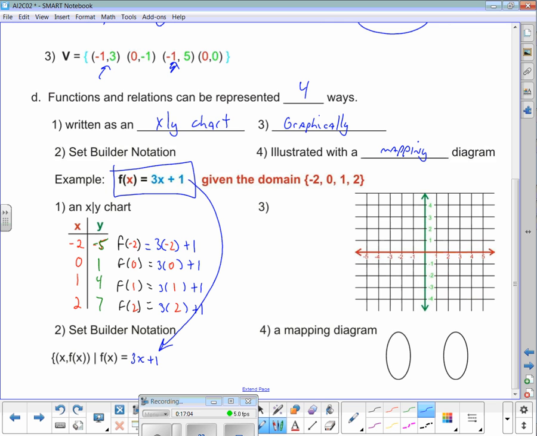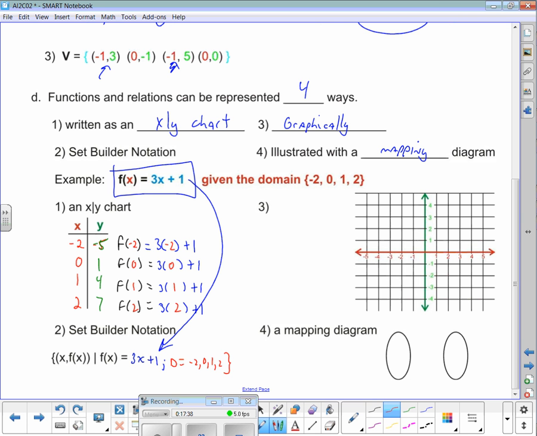I got it from our example, right? That's what we're doing, the 4 ways of doing this example. I need a semicolon, and I need to list my domain, where D equals -2, 0, 1, 2, and I need to close with a brace. Set builder notation: the set of all x, f of x pairs such that f of x equals 3x plus 1, and the domain is -2, 0, 1, 2. All right, number 3 is graphically.